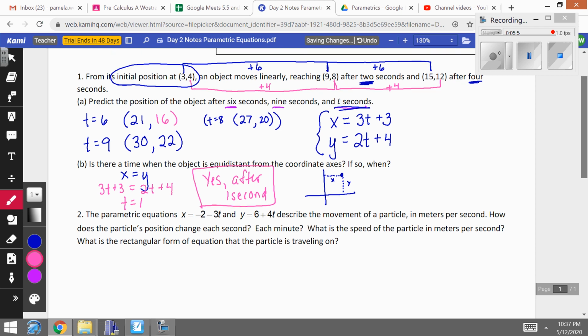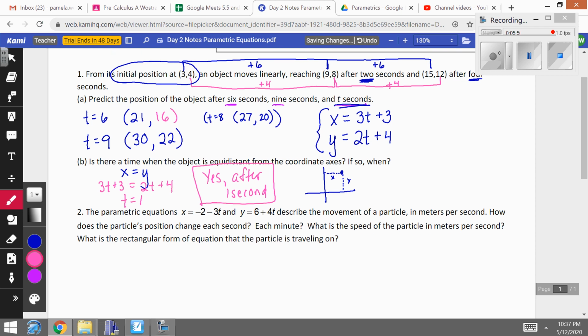So you can think about where it would be after that. So x would be 6 units away and y would be 6 units away if you were to just plug them back into our equations there. All right, so let's try another one here.